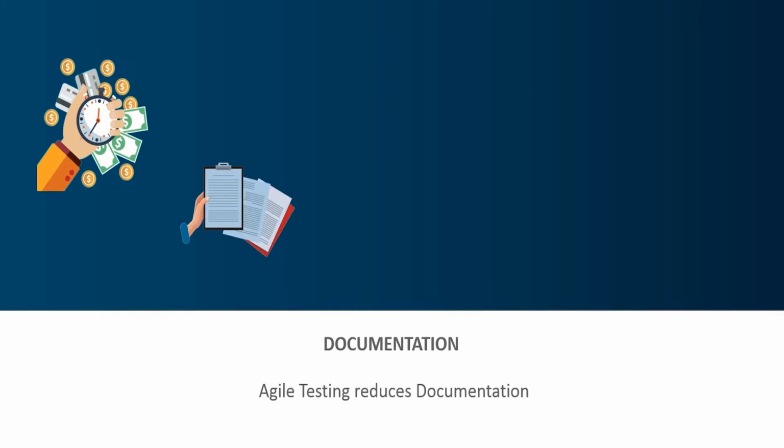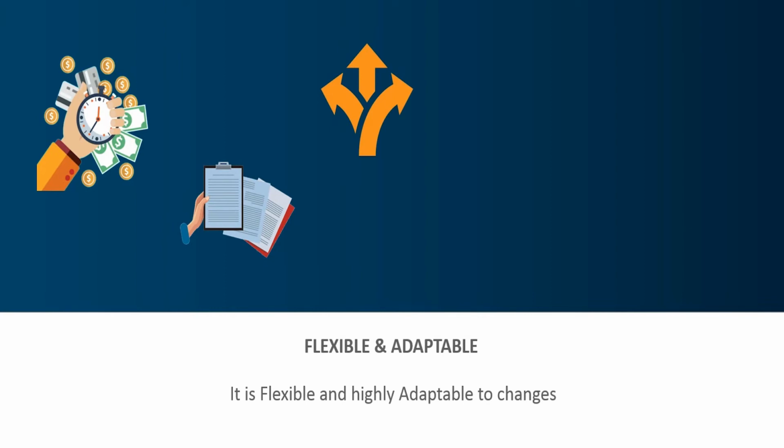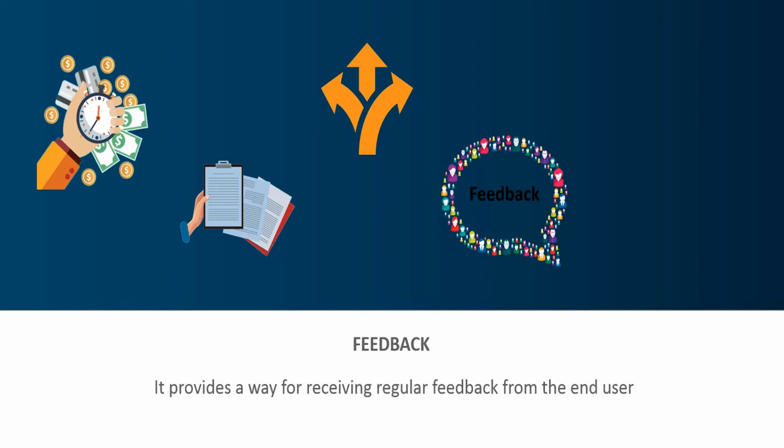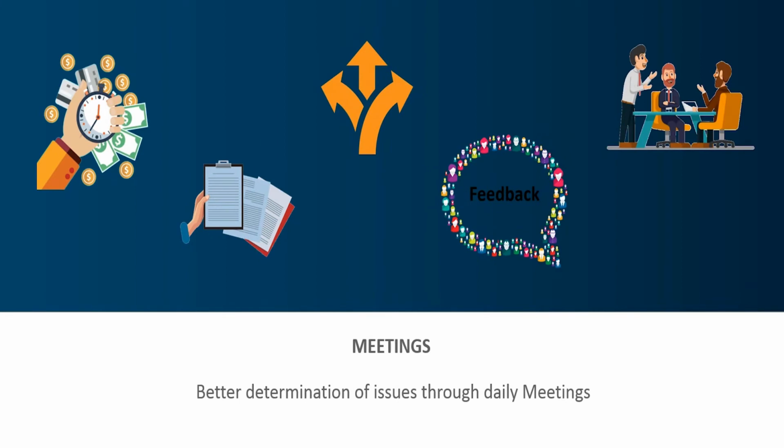Documentation. Agile testing reduces documentation. Flexible and adaptable. It is flexible and highly adaptable to changes. Feedback. It provides a way for receiving regular feedback from the end user. Meetings. Better determination of issues through daily meetings.